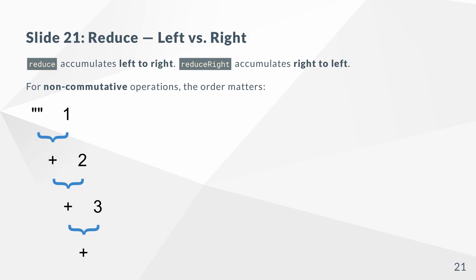For commutative operations like addition, the order does not matter. The left fold diagram shows how the accumulator grows from the left side: 1, then 12, then 123. The right fold diagram shows accumulation from the right: 3, then 23, then 321. For non-commutative operations like string concatenation, always think carefully about which direction you need.